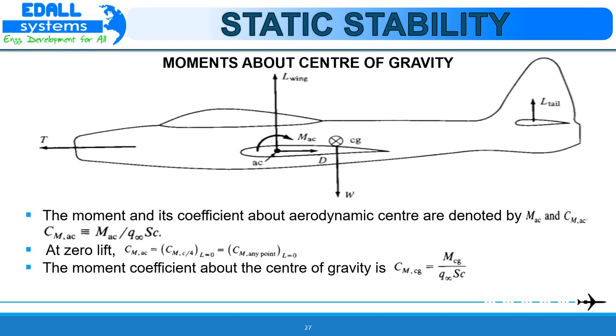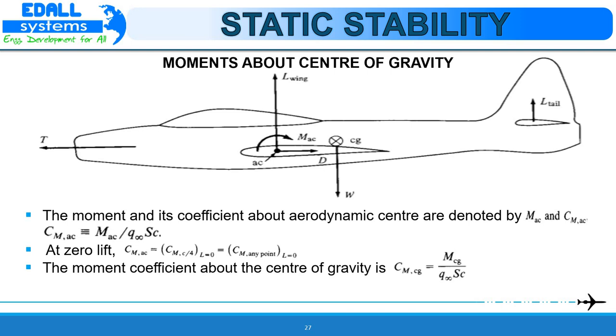Now, considering the complete aeroplane, we are most concerned with the pitching moment about the center of gravity of the aeroplane, M with subscript CG. M_CG is created by, first, lift, drag, and moment about the aerodynamic center of the wing. Second, lift of the tail. Third, thrust. And fourth, aerodynamic forces and moments on other parts of the aeroplane such as the fuselage and engines.